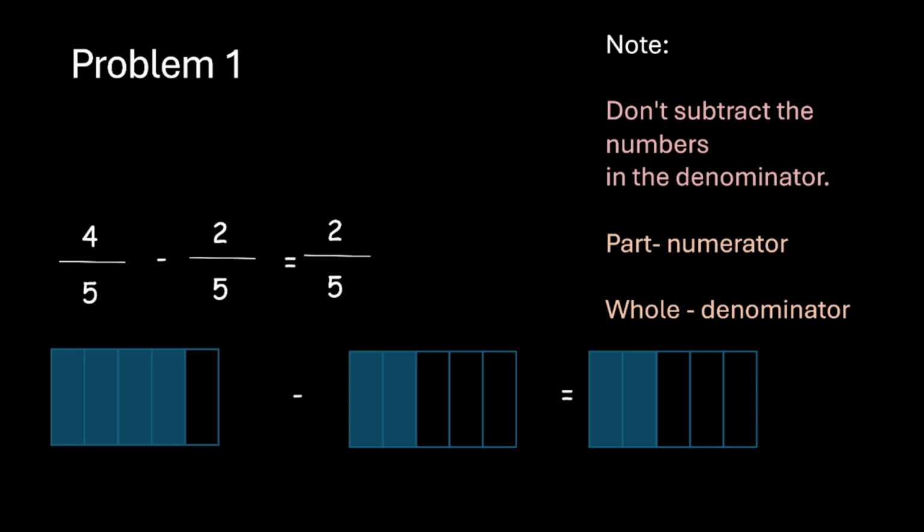I just want to note, like I mentioned before, do not subtract the numbers in the denominator. Similar to adding fractions with a common denominator, the denominator represents the whole. The part is represented by the numerator, and the whole is represented by the denominator. So let's do the next question.